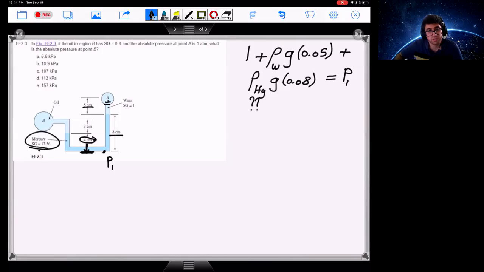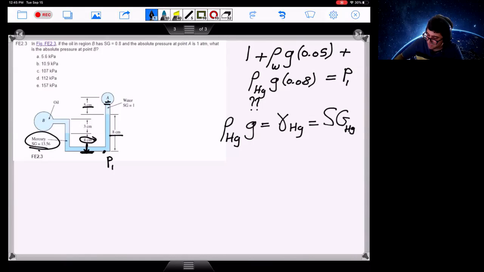The problem right here, what is telling you? It's giving you the specific gravity for mercury. So how would you find gamma Hg, density times gravity, without looking at tables? Is it the specific gravity of mercury times the density of water, or gamma of water? SG of mercury times gamma of water, right?